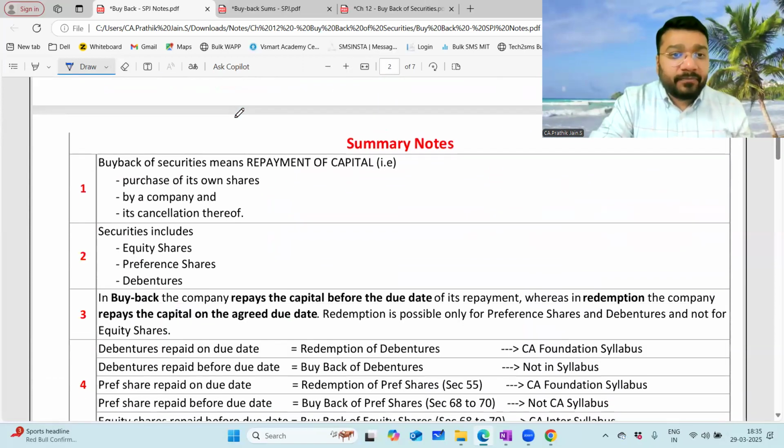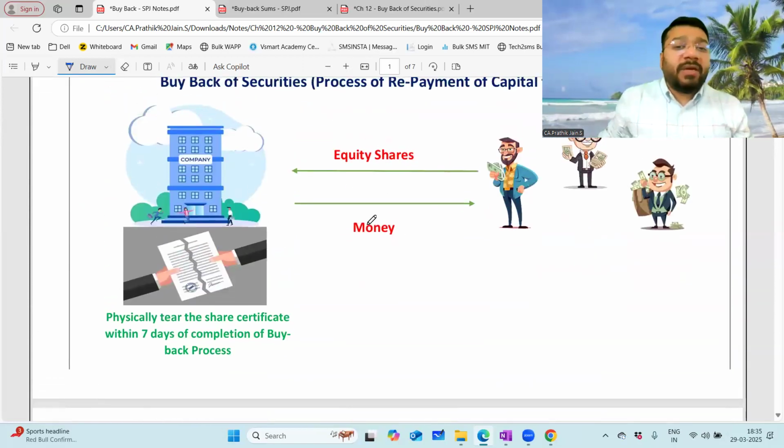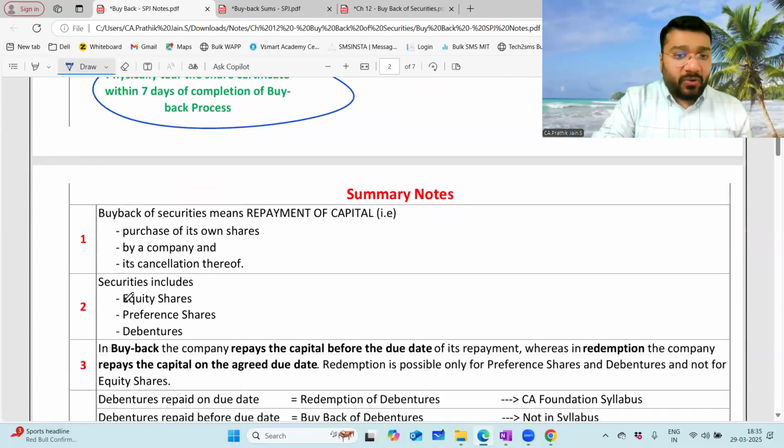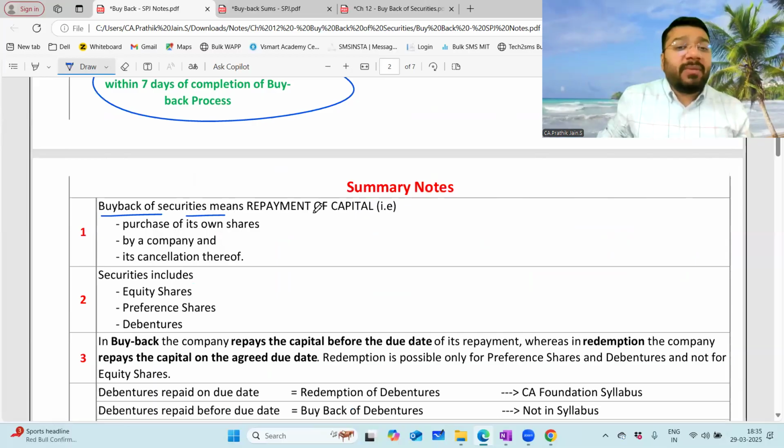So when you do the buyback, you give the money to the shareholders and the shareholders surrender their equity share certificate. And what do you do with that? You will tear it apart. So buyback of securities is nothing but repayment of capital.